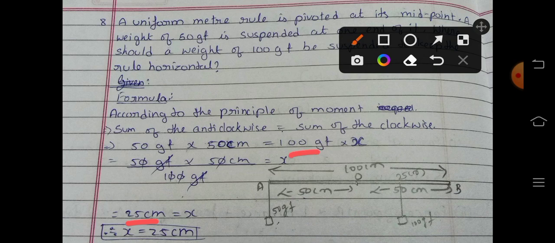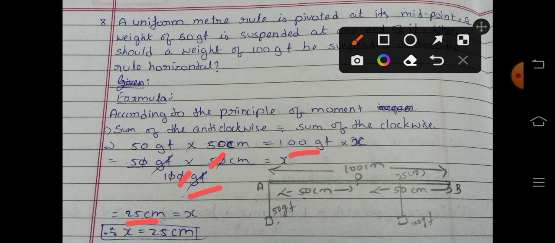This 100 gf comes down. Cancel the zeros here. What remains is 5 5 5 5 5, which is 25 centimeter. So if you place the 100 gram at the point of 25 centimeter, the ruler will become uniform. Okay, see, one more thing.